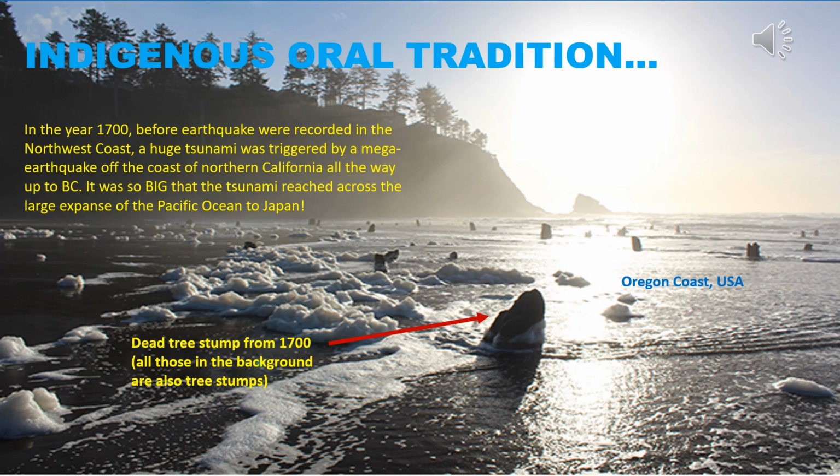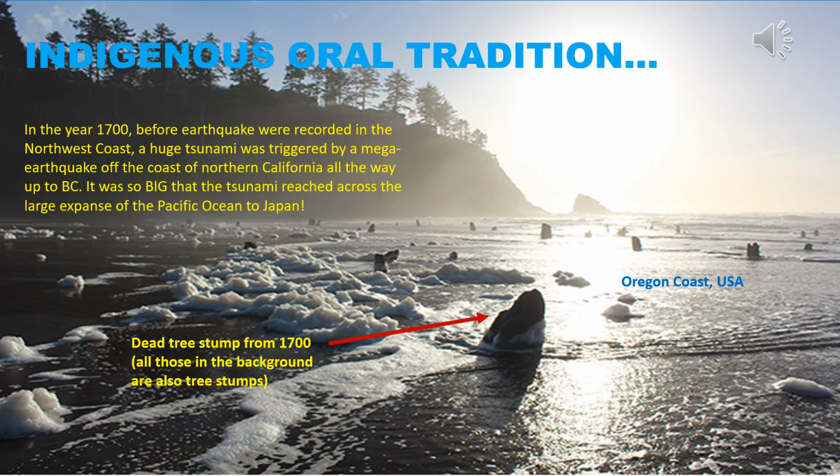In the year 1700, before earthquakes were recorded in the northwest coast, a huge tsunami was triggered by a mega earthquake off the coast of Northern California all the way up to BC. It was so big that the tsunami reached across the large expanse of the Pacific Ocean to Japan.